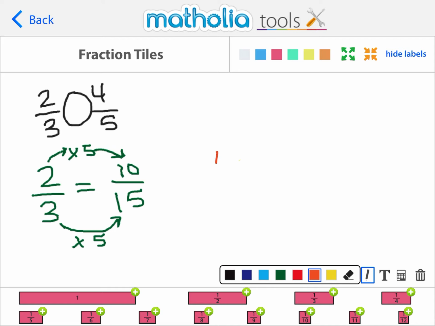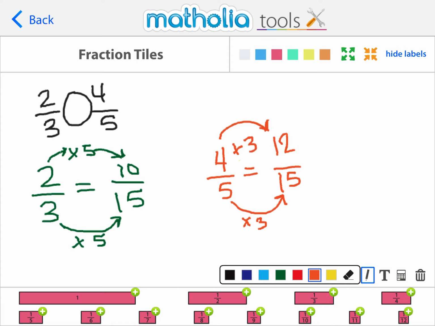Remember, we're trying to get to something over 15, so we're going to write 4/5 equals something over 15. What are we multiplying by to get to 15? We're multiplying by 3. If we do that to the bottom, we have to do it to the top so that we're actually changing the size of both pieces, not just the number of pieces we have in our whole, but also the number of pieces that we currently are using. And 4 times 3 is 12. 12/15 and 10/15.